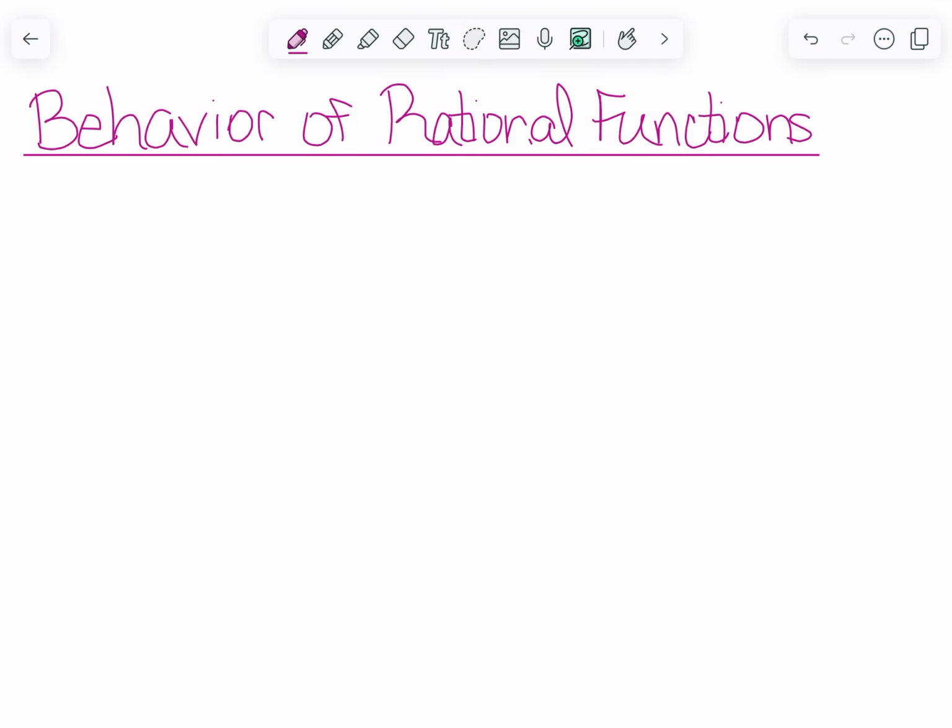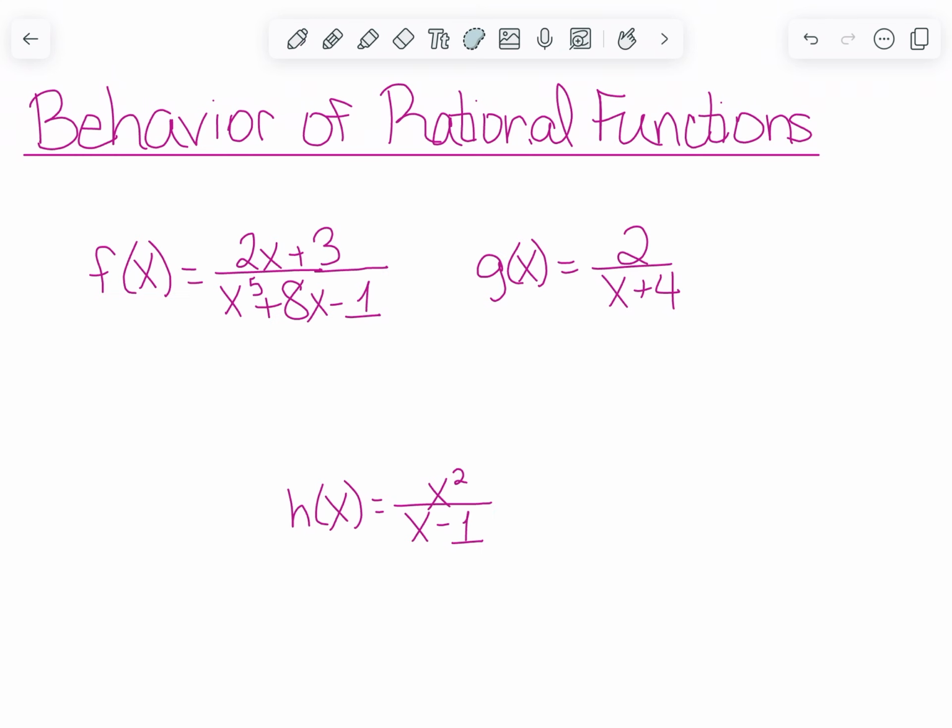Before we start graphing rational functions, let's look at some of their behaviors. First, a rational function is any function that results when we divide two polynomials. Some examples: f of x equal to 2x plus 3 over x to the fifth plus 8x minus 1, g of x equal to 2 over x plus 4, and h of x equal to x squared over x minus 1. Anytime we're working with rational functions, we need to make sure that we're not dividing by 0.